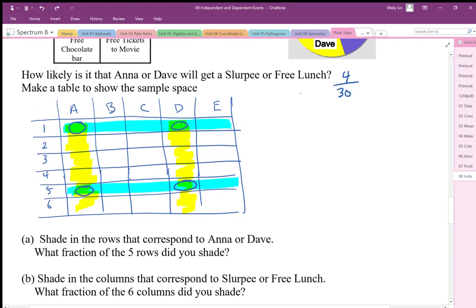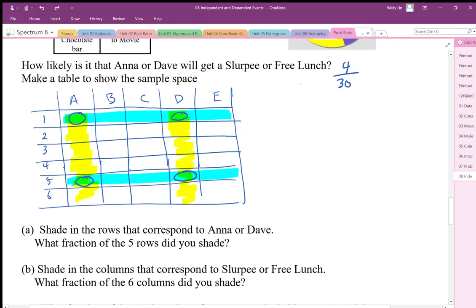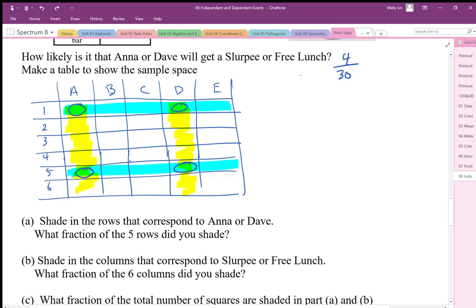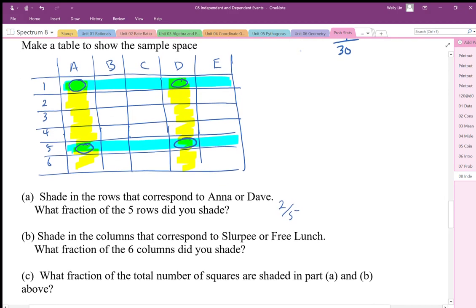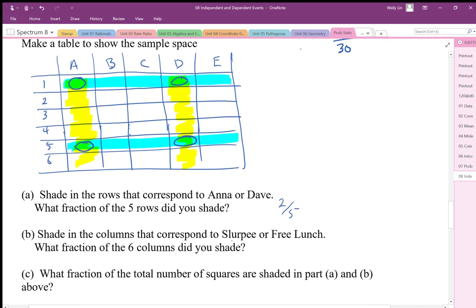So in this case here, shade the rows that correspond to Anna and Dave. What fraction of the 5 rows did you shade? We shaded 2 out of 5. Now we're going to shade the columns that correspond to Slurpee or free lunch. We shaded 2 out of 6.